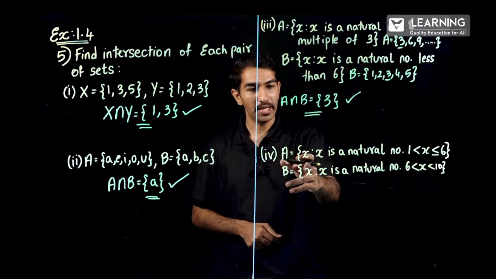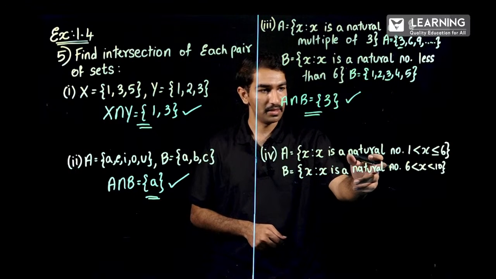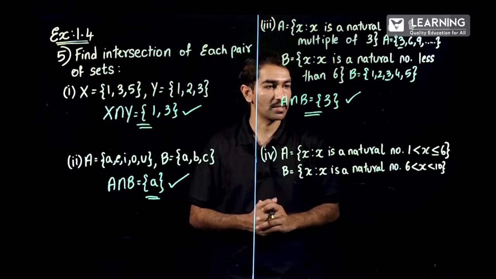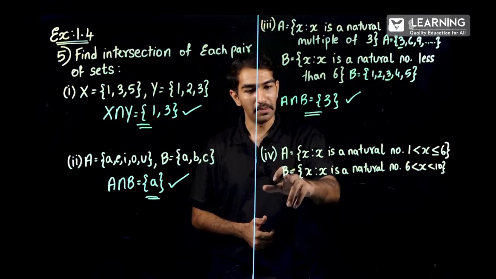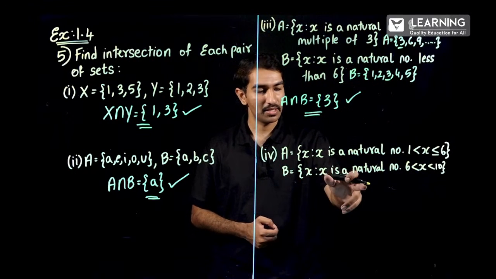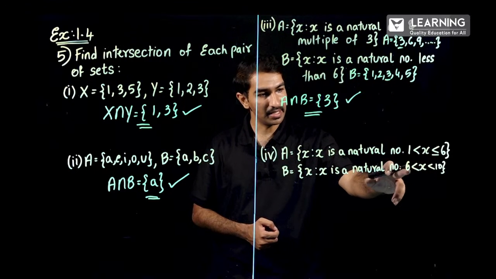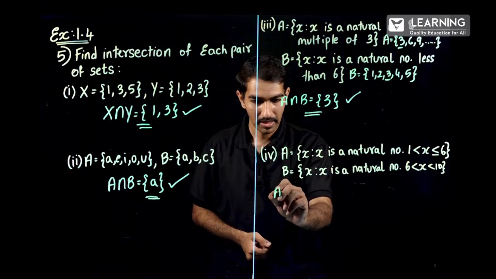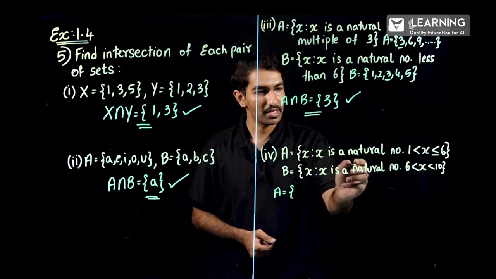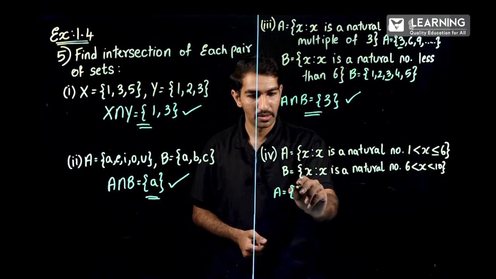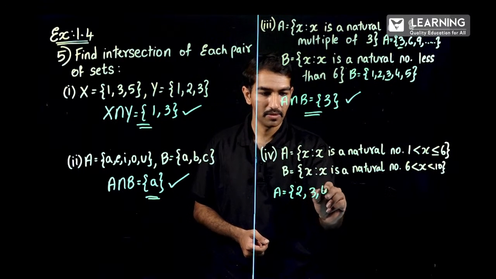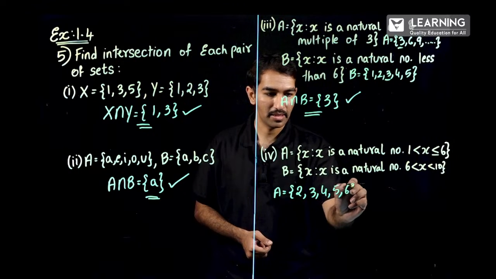A is equal to x such that x is a natural number and x is greater than 1 but less than or equal to 6. Okay. And B is equal to x such that x is a natural number and x is greater than 6 but less than 10. So, what is A, students, here? A will be equal to natural numbers greater than 1, so starting from 2, less than or equal to 6: 2, 3, 4, 5 and 6.